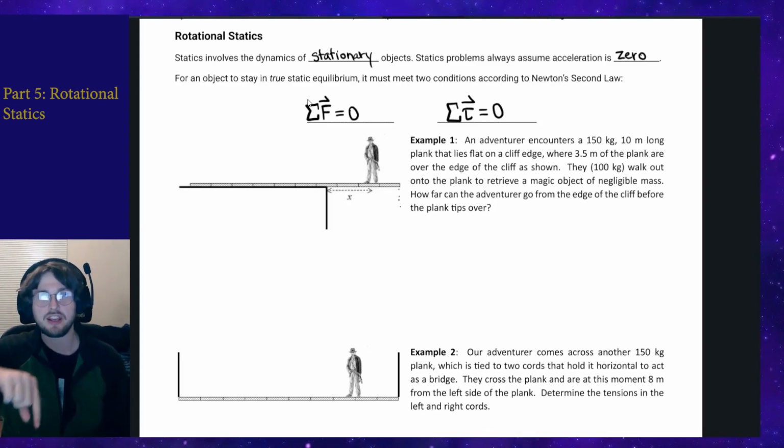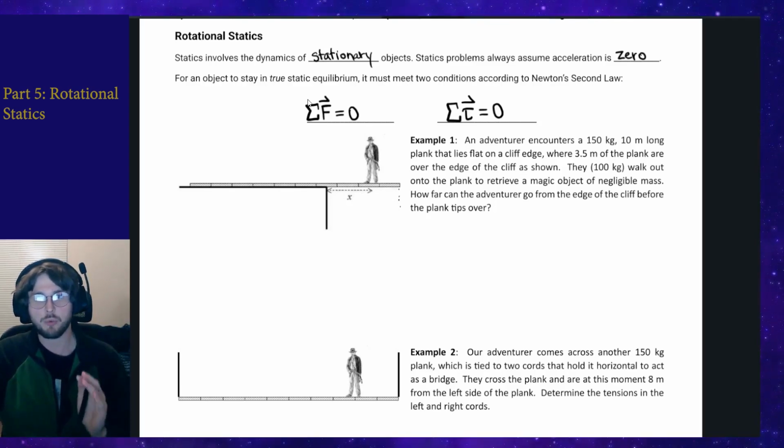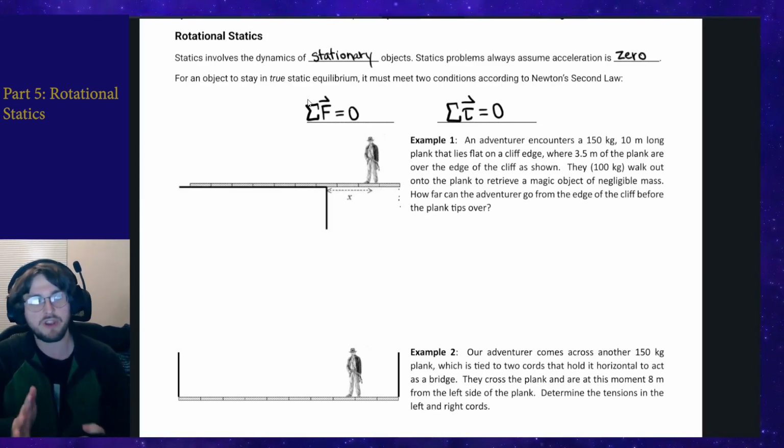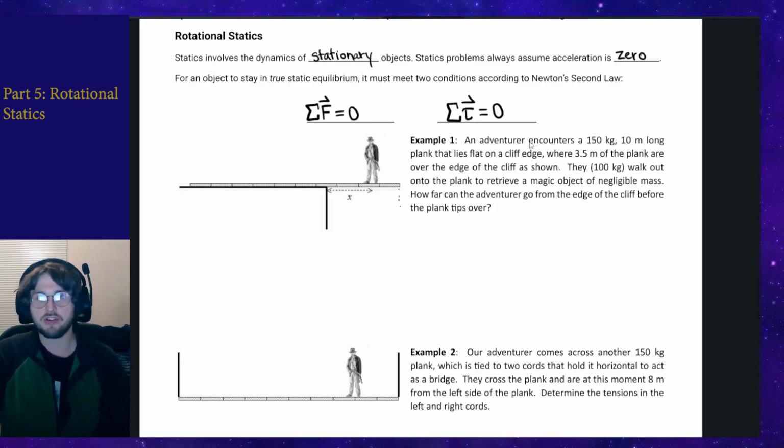That means that any torques that would cause an object to rotate counterclockwise need to cancel out with any torques that are causing the object to rotate clockwise around a certain pivot point, usually a point of failure or an attachment point or something similar. Let's go ahead and apply this to an example.